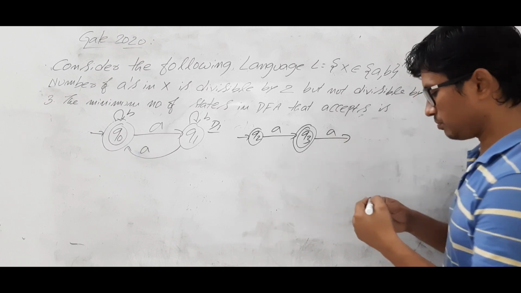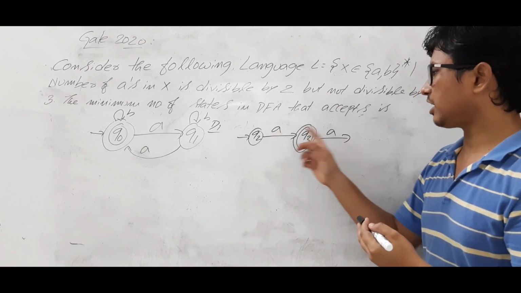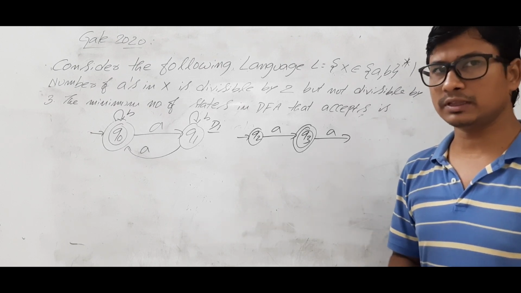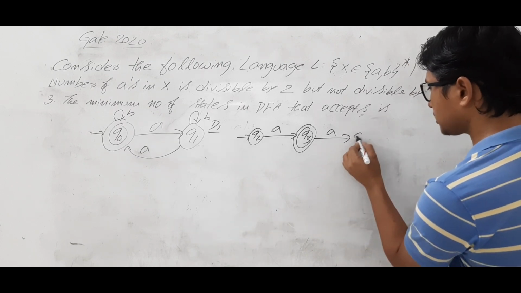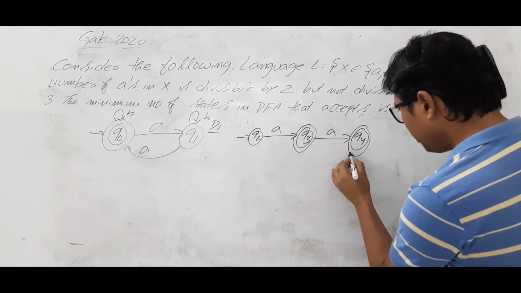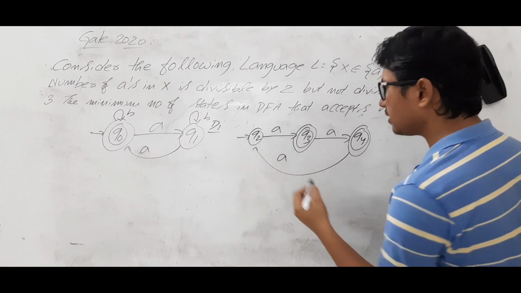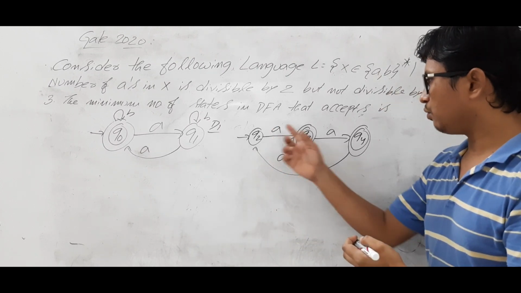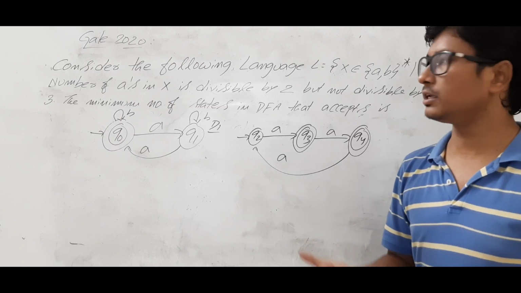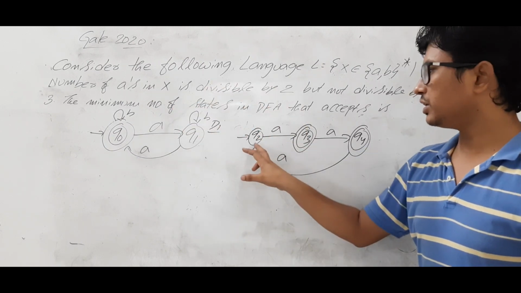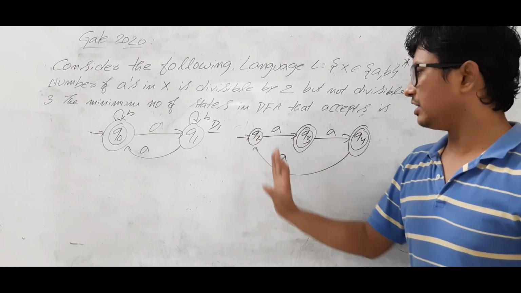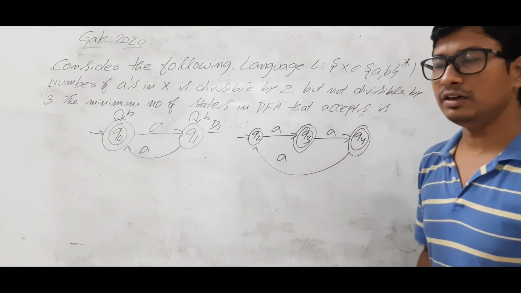If it is 2 A's, meaning from the initial state after reading 2 A's, is it successfully divisible by 3? No. So I should accept this one too. Let me write it as Q4. Now if you read another A from here, how many A's are there? 1, 2, 3. If it is 3 A's, it is successfully divisible by 3, but it should not be divisible by 3. So it will not act as a final state. So Q2 is not a final state, whereas Q3 and Q4 are the final states.